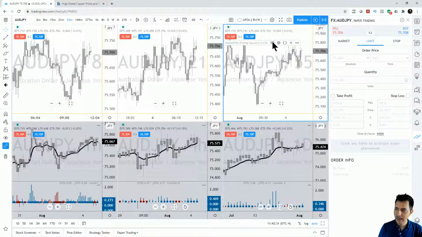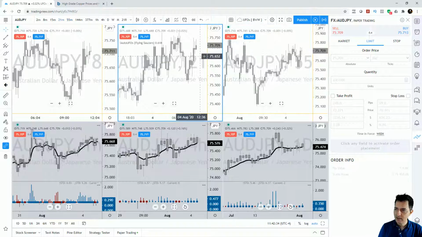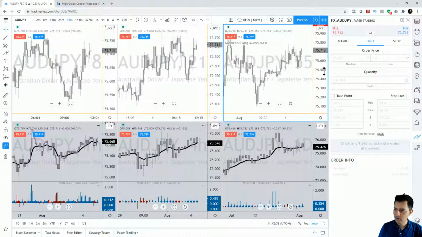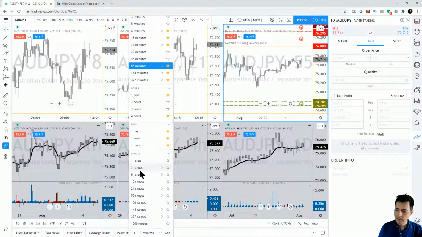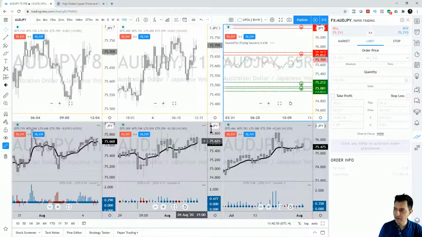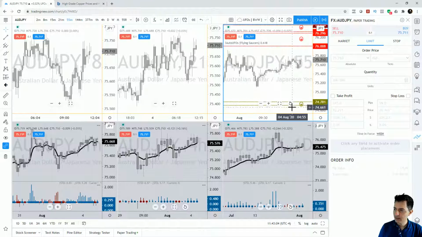So let's take a look at the UFOs and see if there is any UFO available there in the 55-minute time frame. And interesting, 74.78 is the next UFO. What about the 55 range? So 55 range instead of 55 minutes gives us UFOs at 75.21, which is not lining up with 75.47 at all. So no trade.